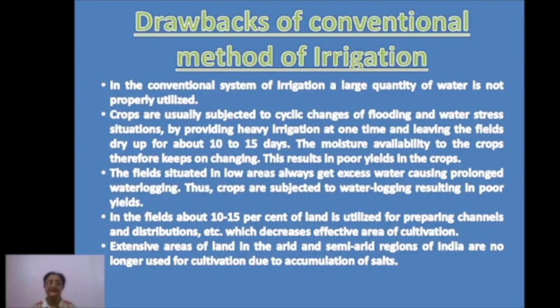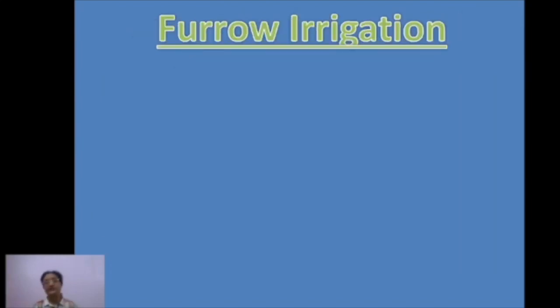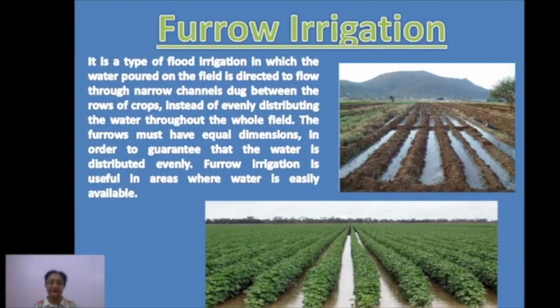Next is, extensive areas of land in the arid and semi-arid regions of India are no longer used for cultivation due to accumulation of salts. So this is again one big challenge. Now let's talk about certain modern methods of irrigation. Now, what are these modern methods of irrigation?